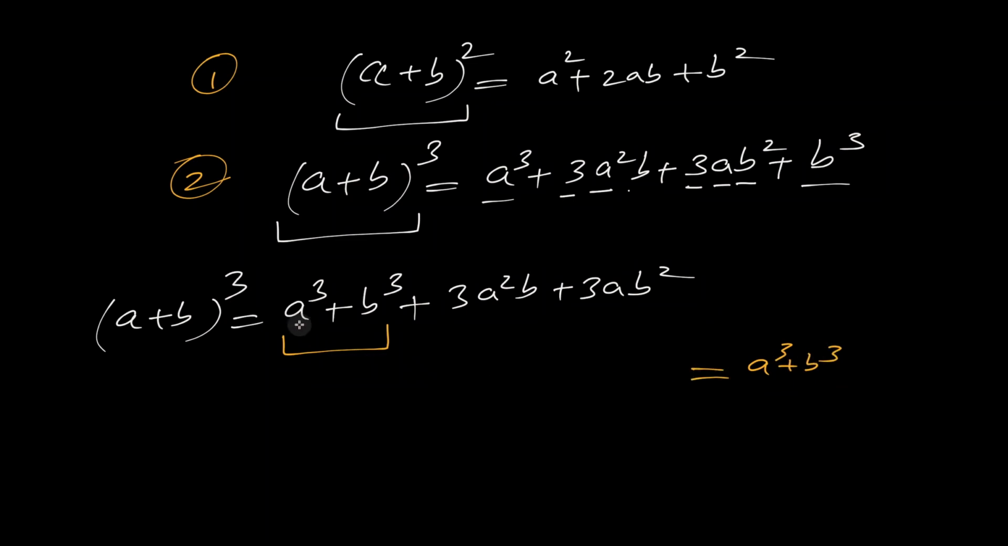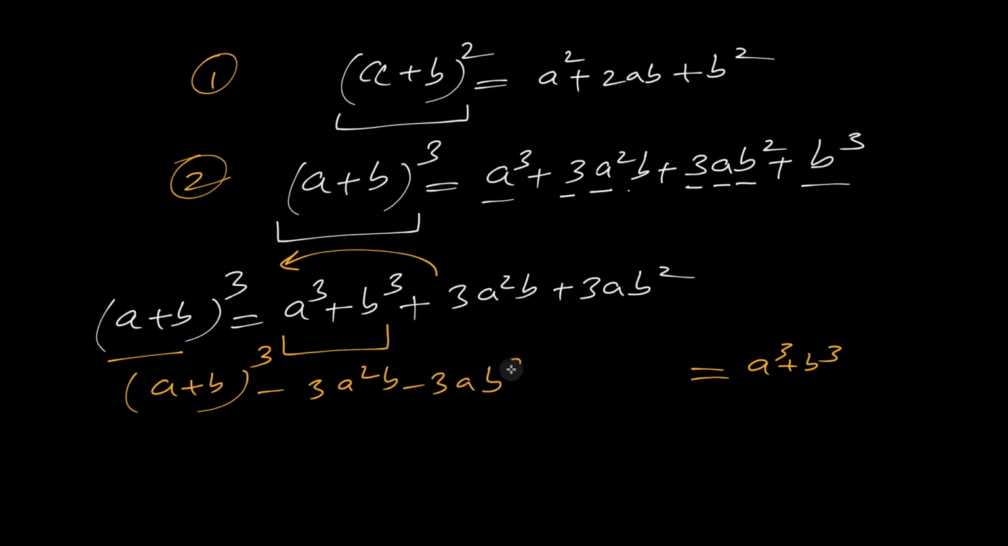And this is on the right side, so I am going to take the left side, which is as it is, a plus b whole cube. This I am going to move from the right side to the left side, so I am going to change the sign from plus to minus: minus 3a square b minus 3ab square. This is how the equation looks, since we want to find the factors for a cube plus b cube.